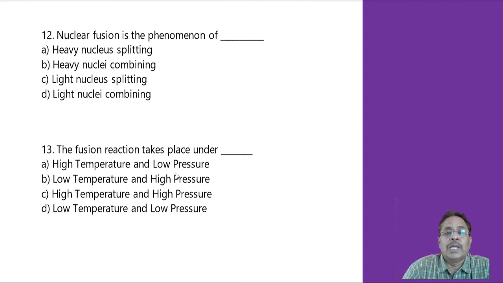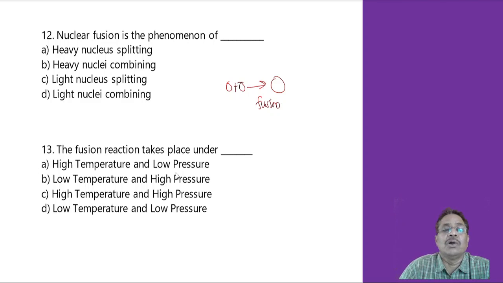Then question 12, nuclear fusion is the phenomenon of, already we have seen, a phenomenon where two lighter nuclei combine together and give rise to a heavier nucleus, and this particular process is called fusion. As we all know, this is one of the important processes wherein the maximum energy is given out inside all stars or the extragalactic objects where this type of nuclear fusion reaction takes place. Therefore light nucleus splitting is not correct, heavy nucleus combining is also not correct. Heavy nucleus splitting is nuclear fission, already we have seen. So light nuclei combining is the correct option for question number 12.